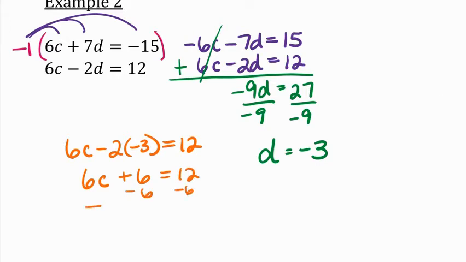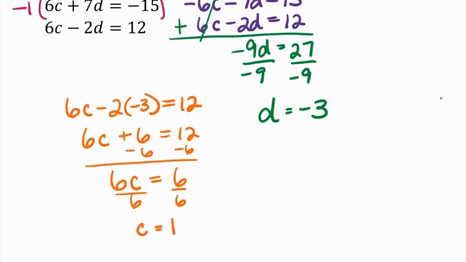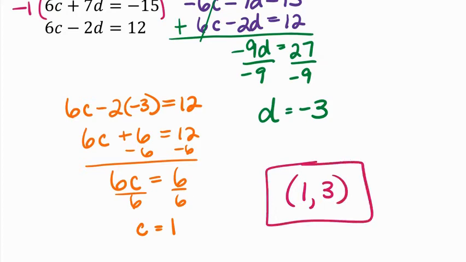Subtract 6 on each side. So 6C equals 6. Divide by 6. So then our C equals 1. Now, it's kind of different here because we have a C and a D instead of X and Y. If it's ever a different variable than X and Y, just put them in alphabetical order. So my ordered pair would be 1, -3. That's the solution to that system, the point where those two lines intersect.